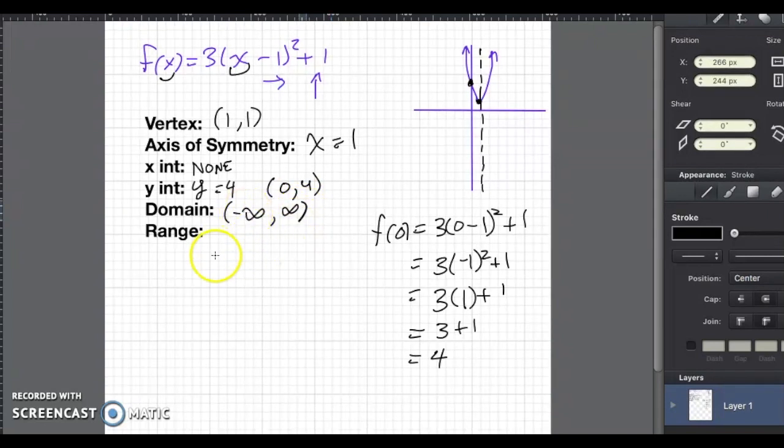And finally, the range. Range, let's take a look. How many y values do I have? Well, in the positive direction, I have infinity. And going the opposite direction, what's the lowest y value I have? Well, the lowest y value I have, if I follow along my graph, is going to be 1. So I'm just going to put a 1. And that 1 is included, so I'm going to put square brackets. All right, so that's it.